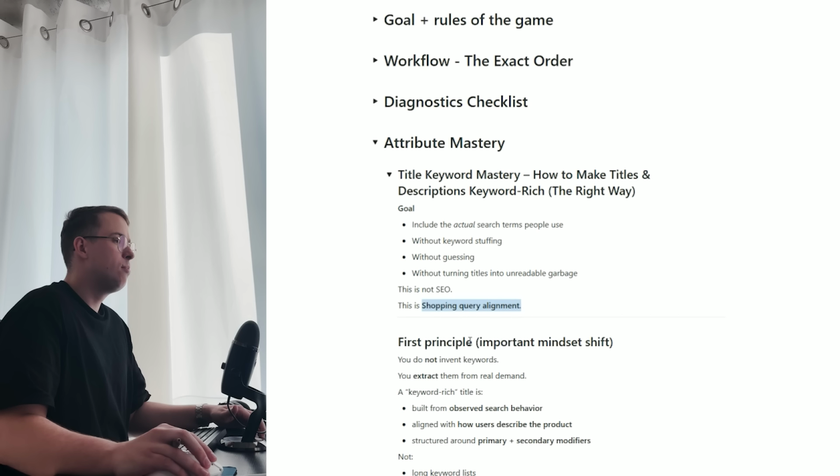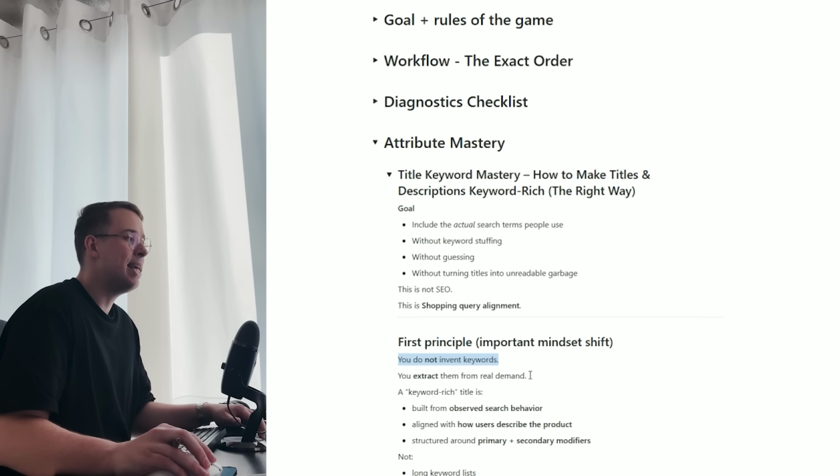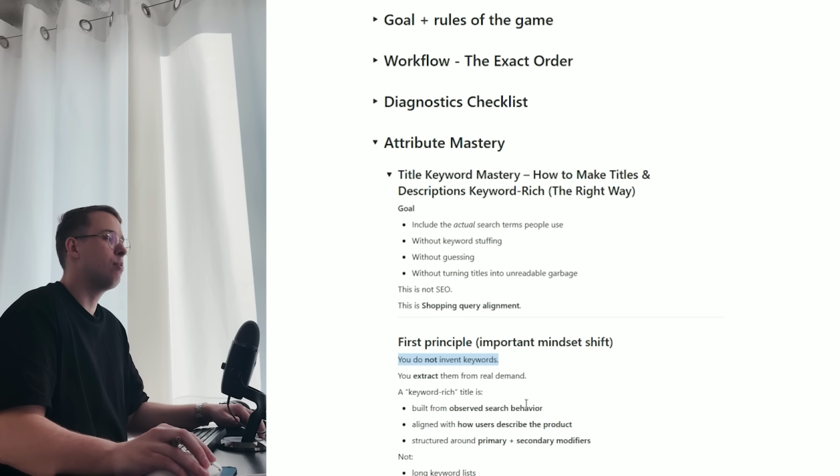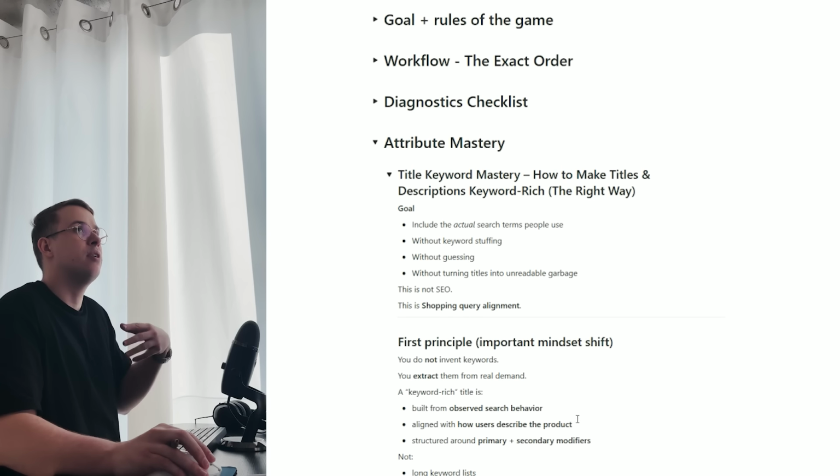All right, first principles first. Again, like I said, no guesswork. We do not invent keywords. Super important, right? That's where we'll go through it here step by step. You extract them from real demand based on real data. A keyword-rich title is built from observed search behavior. Again, actual data aligned with how users describe the product, where you also keep the human aspect in mind, like how do people even look for it? Why? What's the intent behind it, right? That's something the algorithm sometimes doesn't pick up, so you want to keep that in mind as well.